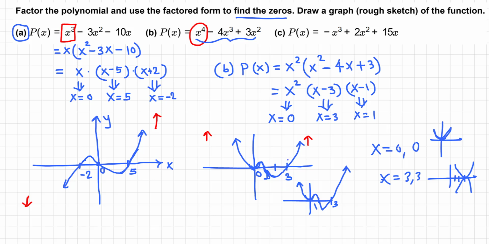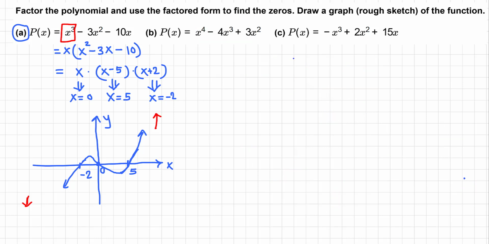Okay, that's part B. Let's do part C. Let me make room here. So in part C, negative x cubed, so odd with negative. It will be just the inverse of part A, just the opposite of part A. Part A is positive x cubed, so increasing. Now for this graph, the right side will decrease, and on the left it will increase.